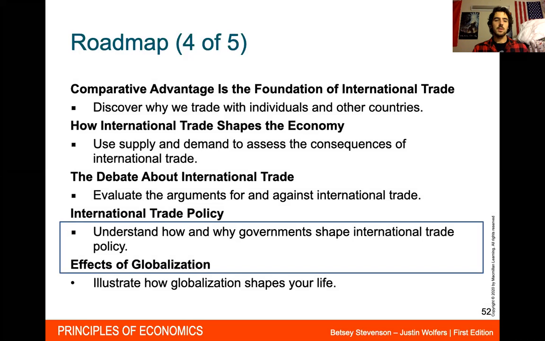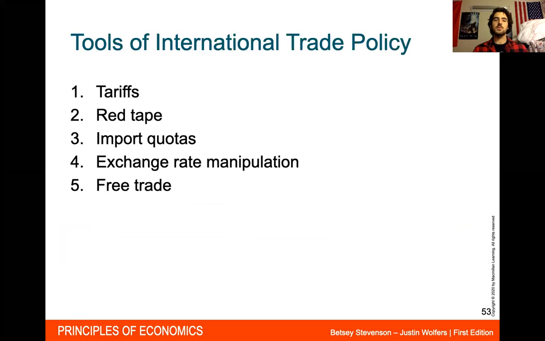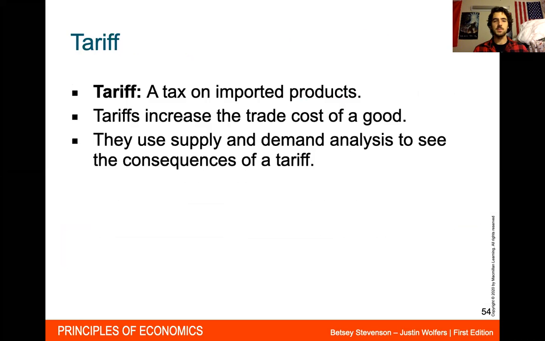We're going to talk about how and why governments shape international trade. Here are the tools of international trade policy. You have tariffs, red tape, import quotas, exchange rate manipulation, and free trade. I'm going to talk about them all individually. A tariff, it's a tax, it's a big tax. You guys know what taxes are. This is just a tax on imported products.